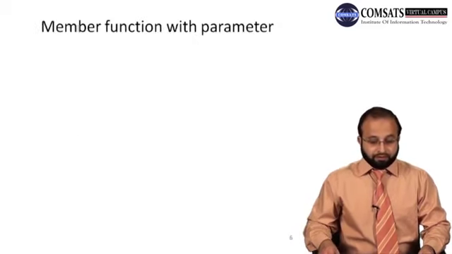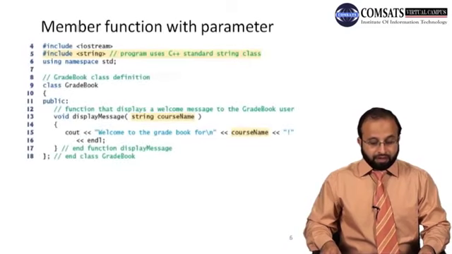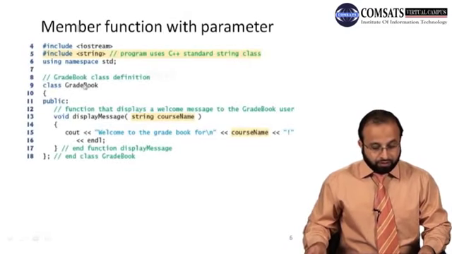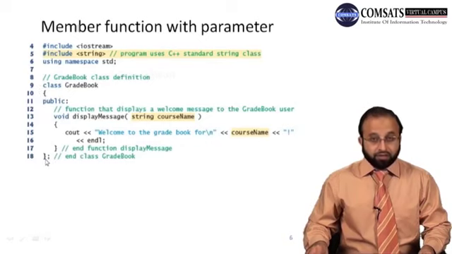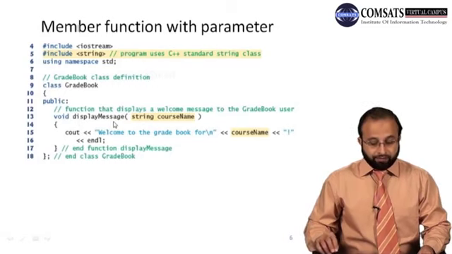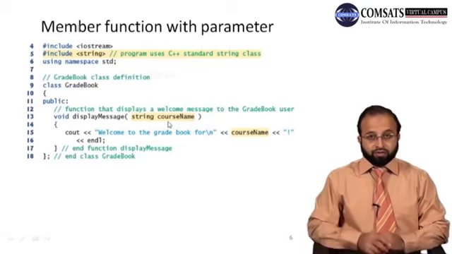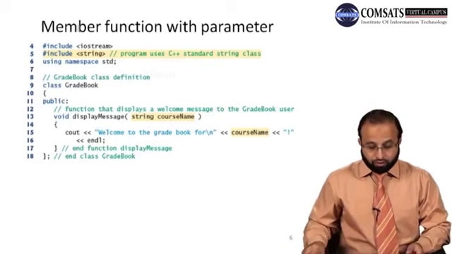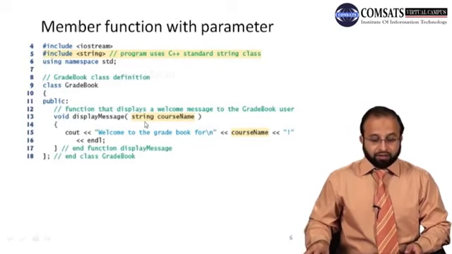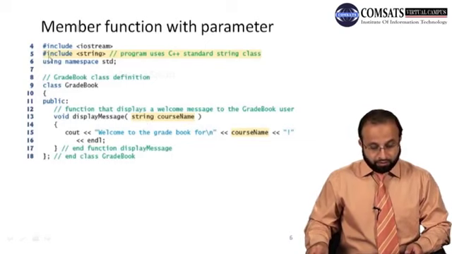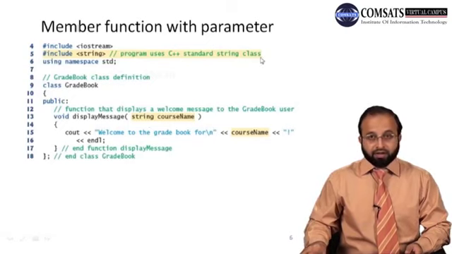Member function with parameters. Consider the same example, the GradeBook example. Now you can see this is the class GradeBook. The definition starts from line number 9 and ends at line number 18. We have the function displayMessage, right? Now this function has one parameter of type string, right? So courseName is an object of the string class, and this is where we include the string class, #include <string>. So the program uses the C++ standard string class.